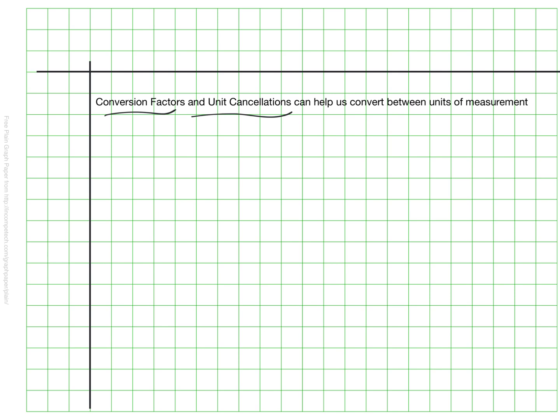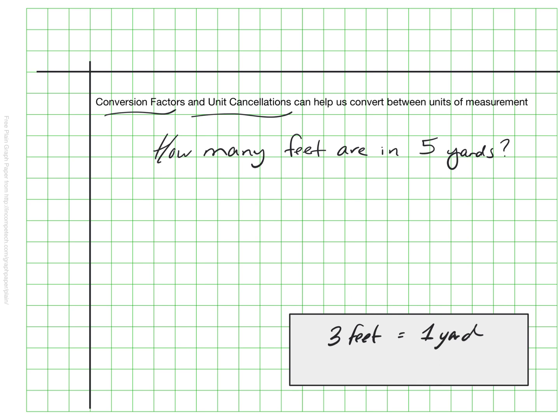There's one more strategy to talk about, and that is something that we can talk about as conversion factors and unit cancellation, and that can help us convert between measurements as well. For example, we'll just start basic, and we'll say how many feet are in 5 yards. And to be able to solve that, I need to know that there are 3 feet in every yard.